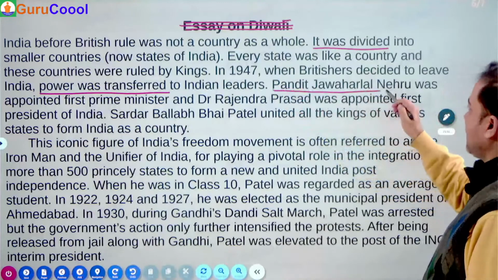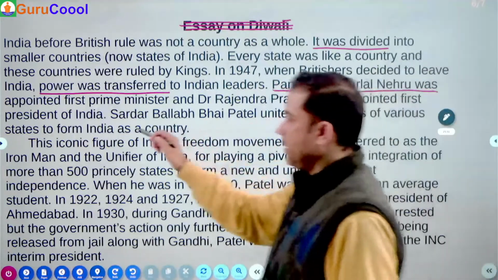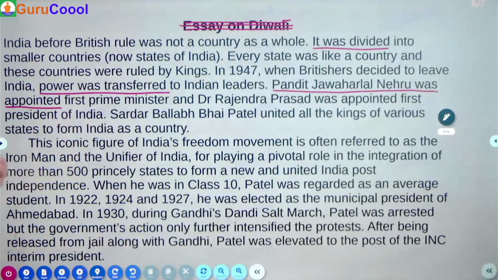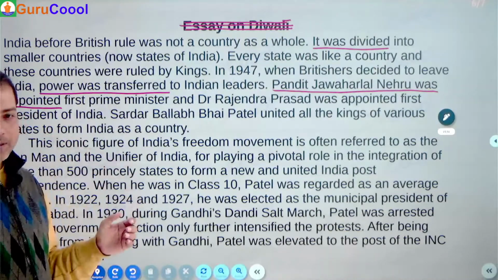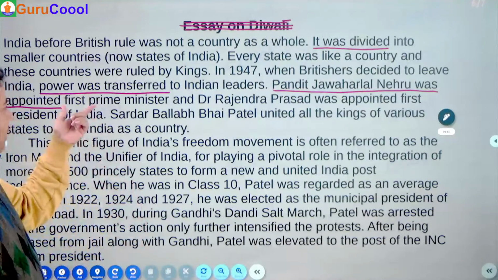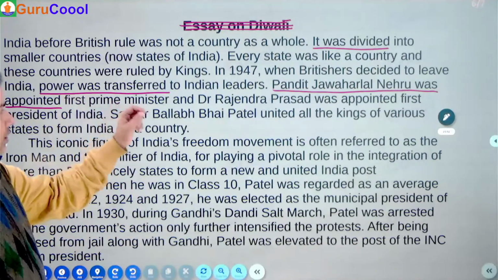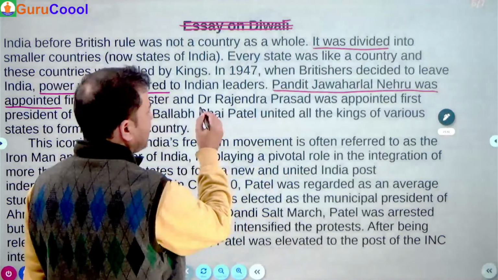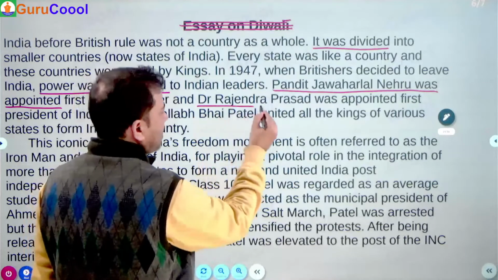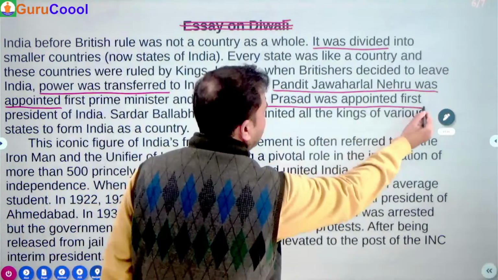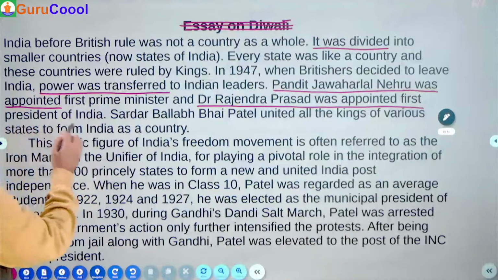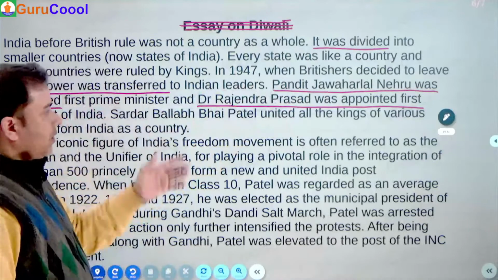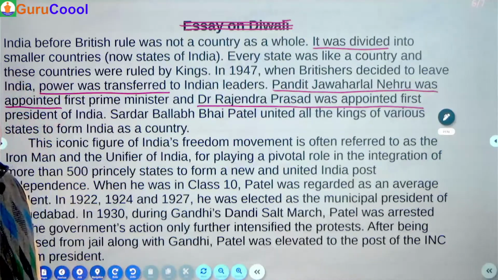Pandit Jawaharlal Nehru was appointed. Yes, correct. So we are identifying simple past passive voice. Perfect. It's first Prime Minister. And after the word "and," we have another sentence in simple past passive voice. Dr. Rajendra Prasad was appointed first President of India. Again, so these are all simple past passive voice.